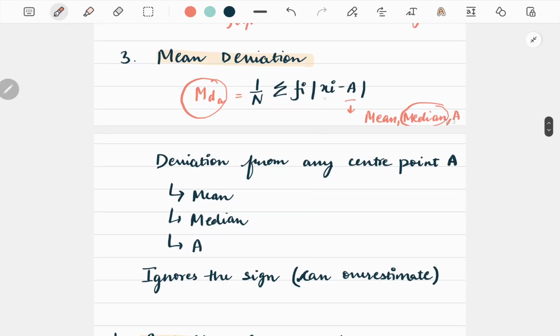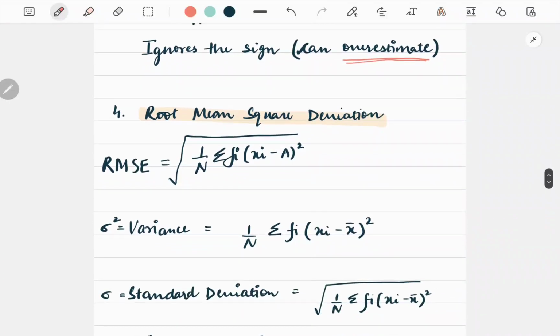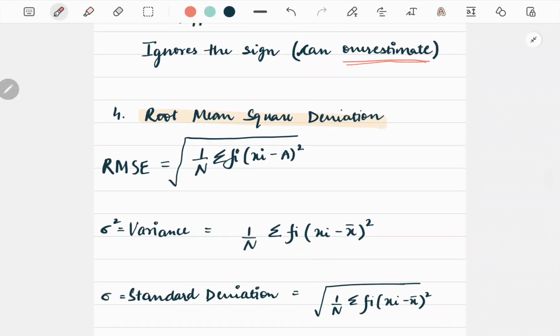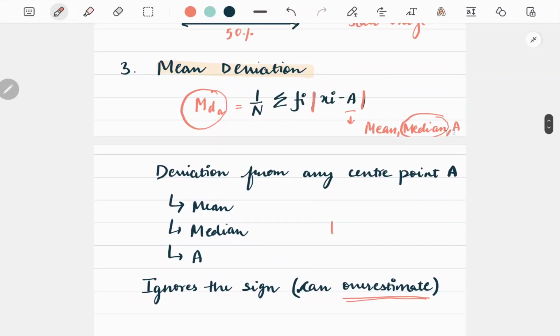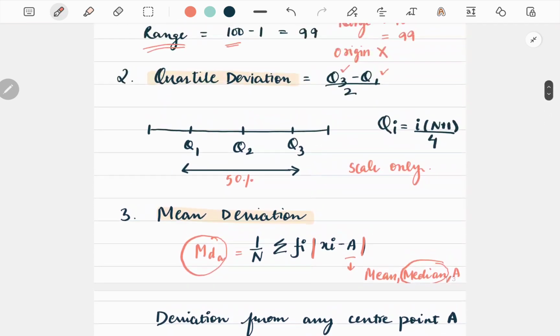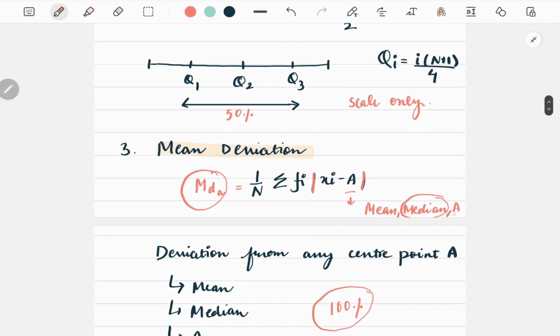As you see, mean deviation is ignoring the sign because we are taking the absolute value. Hence, we say that mean deviation at times overestimates the dispersion. Moving ahead, we have root mean square deviation. It is one of the most popularly used measures of dispersion, and we will certainly know why. Another point to note in case of mean deviation is that it uses 100% of data, unlike quartile deviation, which utilizes only 50% of the data.